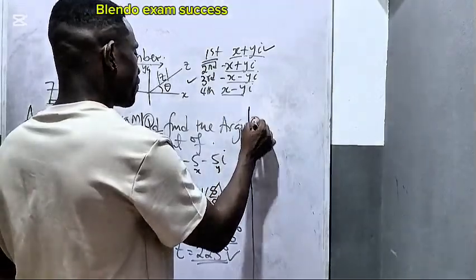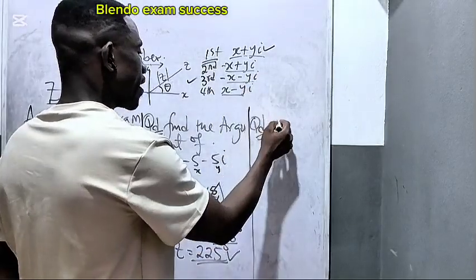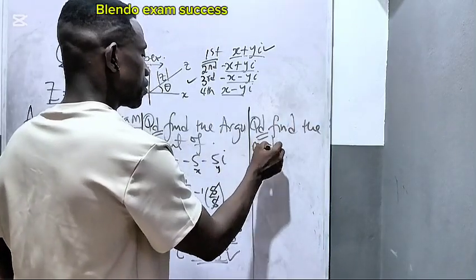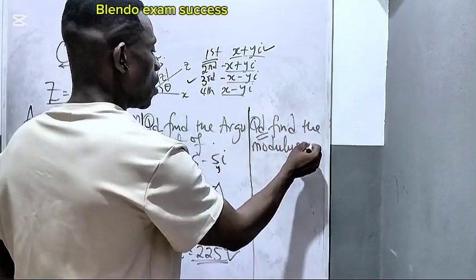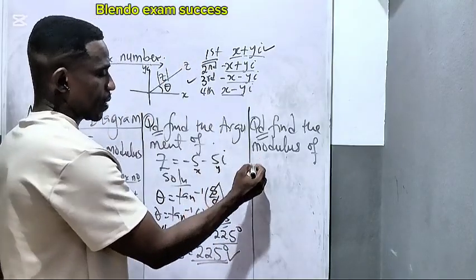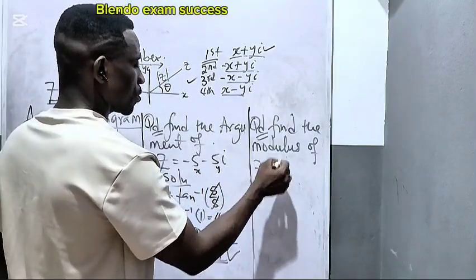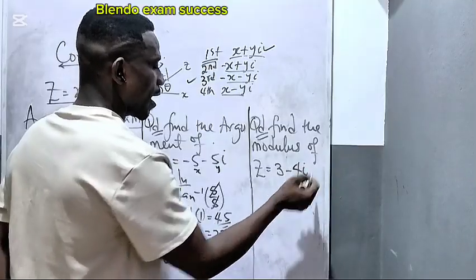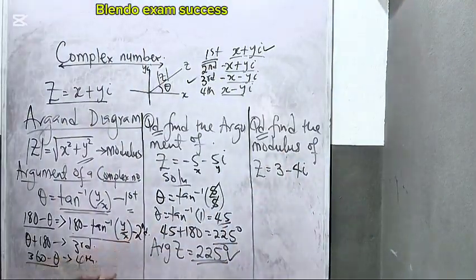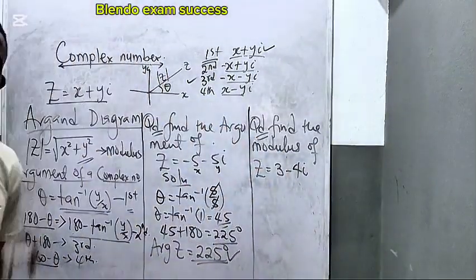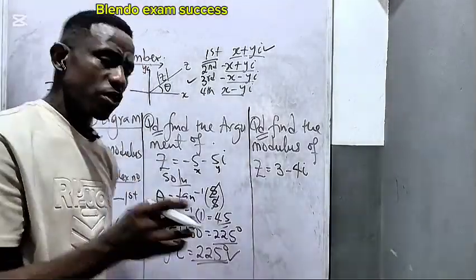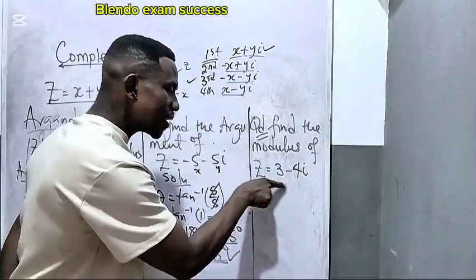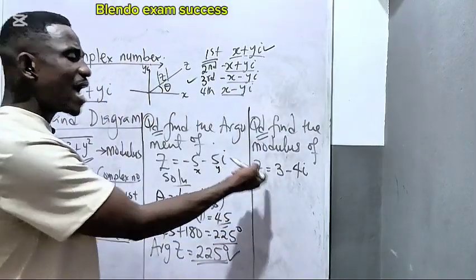Adibin, you are asked to find the modulus of z equal to 3 minus 4i. First of all, whether it is in the first quadrant, second quadrant, third quadrant, or fourth quadrant, it doesn't concern us because it is called what? Modulus. Where you take importance in this is when you are asked to find the argument.